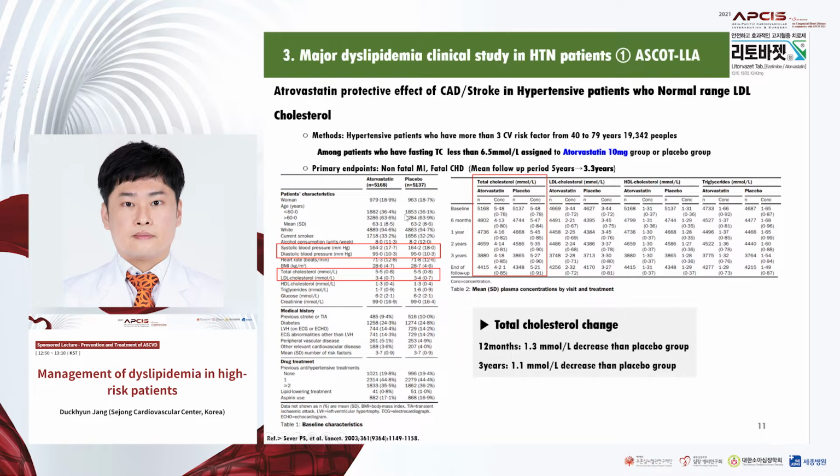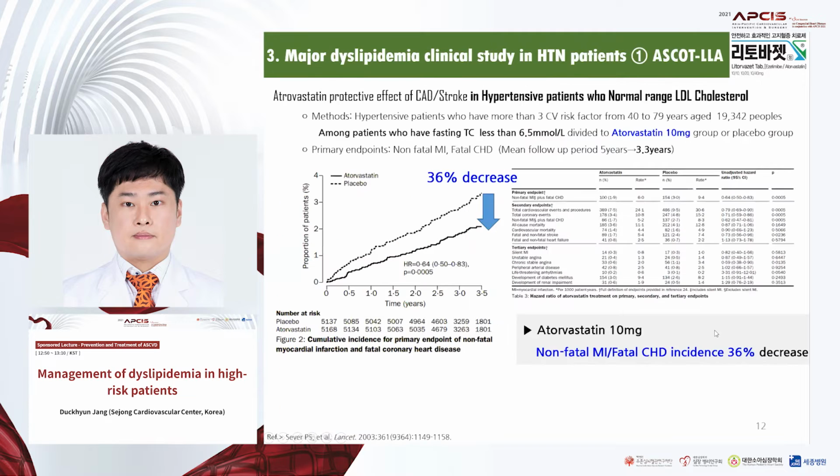Baseline blood pressure, total cholesterol, and LDL cholesterol were not different. Total cholesterol decreased by more than 1.3 millimole per liter compared with the placebo group at 12 months, and 1.1 millimole per liter compared with the placebo group at 3 years. The primary endpoint was decreased by 36% in the atorvastatin group compared with placebo.